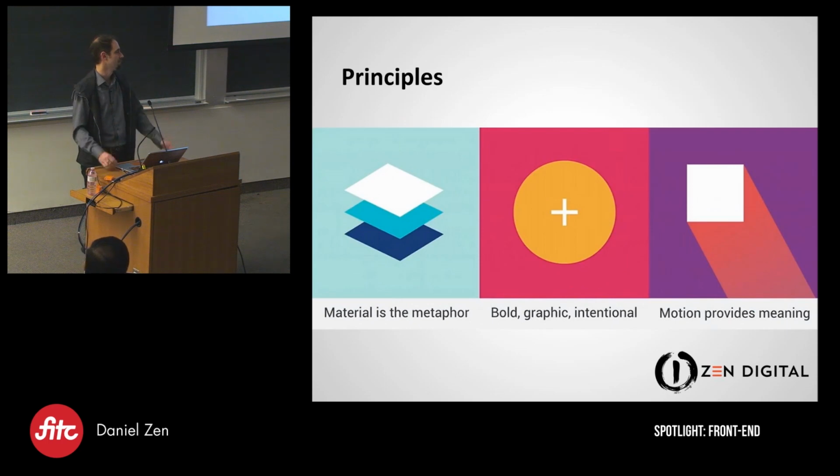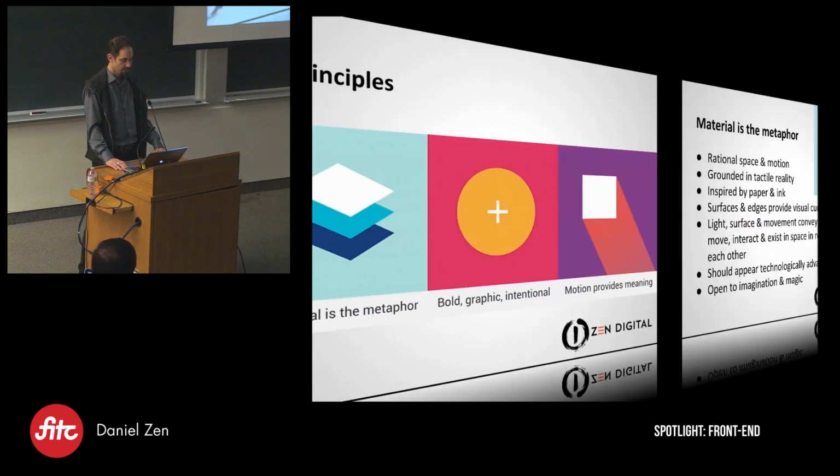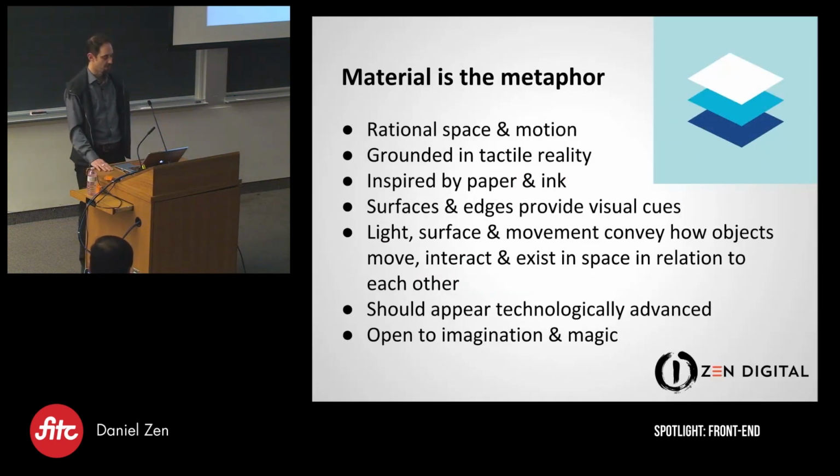Material is a metaphor for what you're able to do with pieces of the user interface. It is bold, graphic, and intentional, and motion is meant to convey meaning. So material is the metaphor. It's supposed to have rational space and motion. It's grounded in a tactile reality, where things shouldn't move without some form of interaction from you. It's inspired by paper and ink.